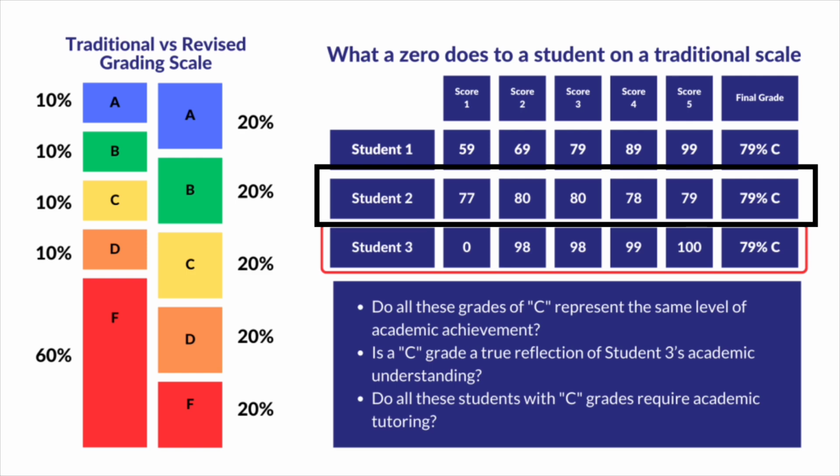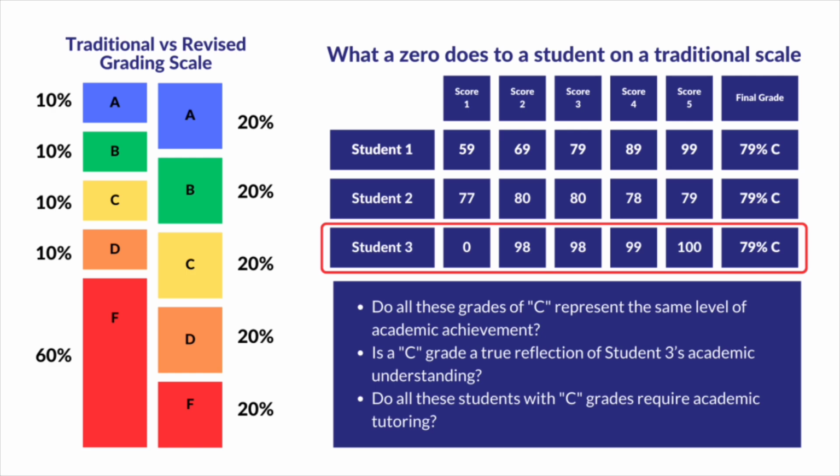And then the third student got a 0 on one of the tests because, well, I don't know, let's just say that they were not there that day of the test and haven't made it up yet. And now got scores of 98, 98, 99, 100 on all the rest of the tests. They would still average to a 79%. All 3 of these got the same final grade, but they show very different learning outcomes.